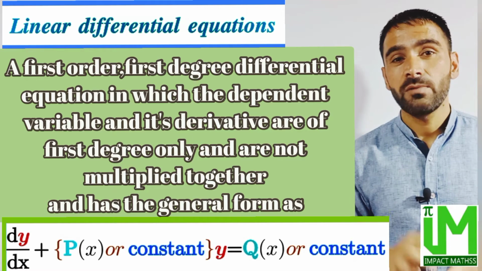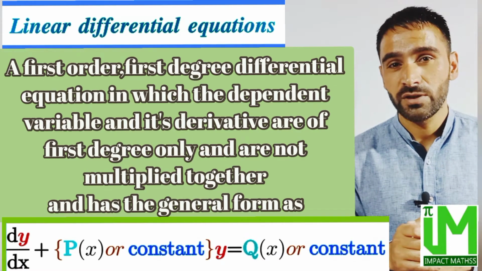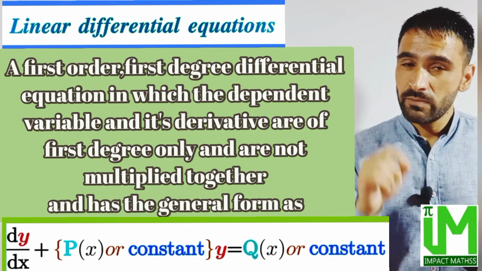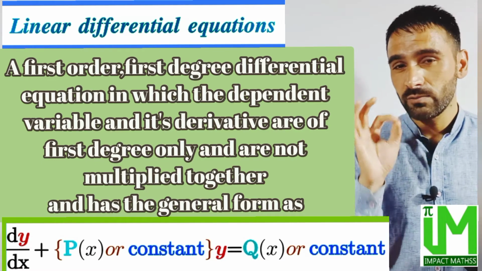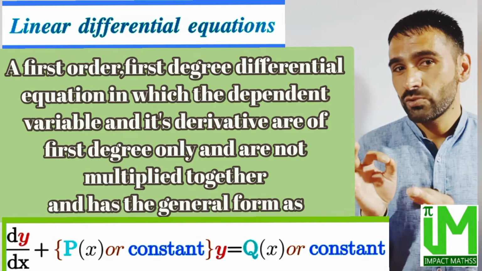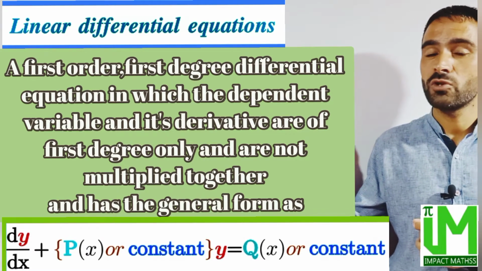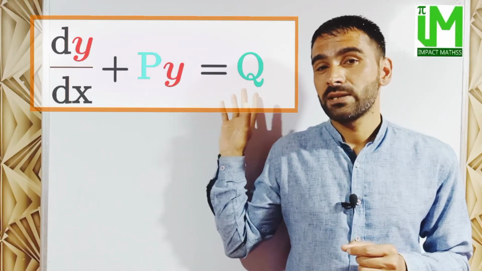So if we sum up all this, we can say a first order first degree differential equation is said to be linear differential equation if the dependent variable and its derivative are of degree 1 and are not multiplied together and has a general form as dy by dx plus p into y is equal to q. तो फिर से सुनिए, dy by dx plus p into y is equal to q.